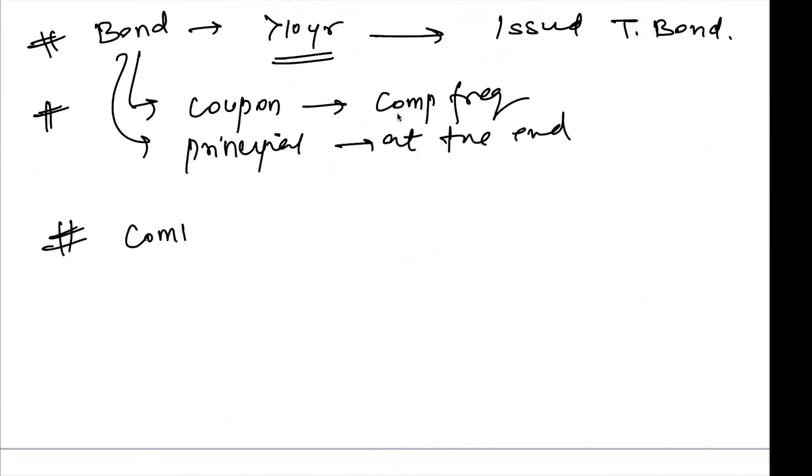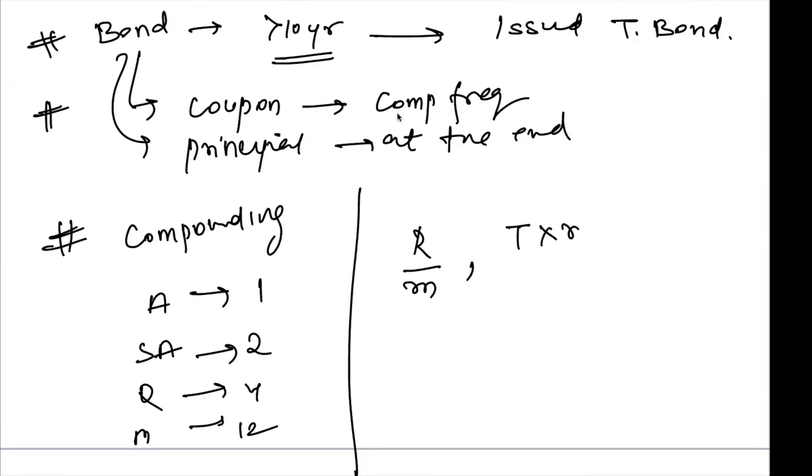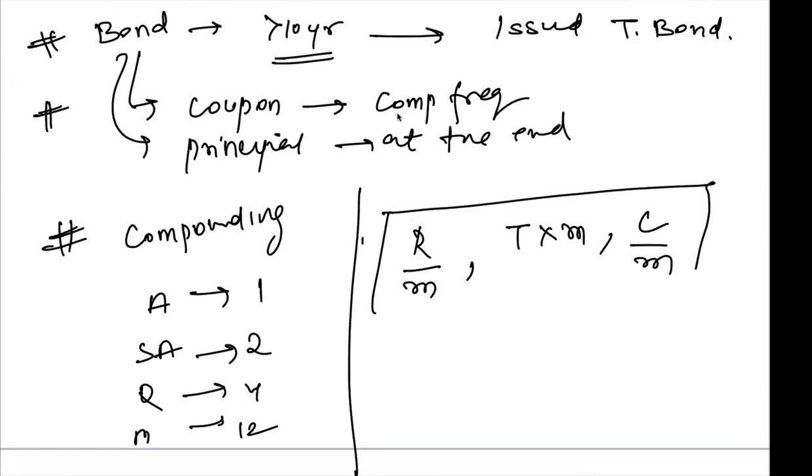So let's talk about compounding: annual, semi-annual, quarterly and monthly. For annual, M is 1. For semi-annual, 2. Quarterly it is 4. Monthly it is 12. Similarly, what all things get affected? Interest rate gets affected, time gets multiplied, coupon gets affected. This is the essence of bond pricing. Did you understand? Yes or no? Okay.